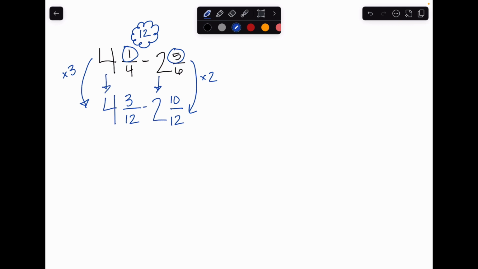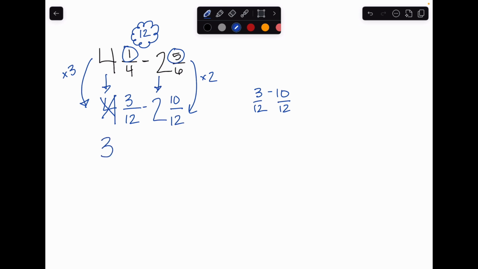I've got 4 and 3/12 minus 2 and 10/12. I can see that I can't do 3 minus 10. If I only have 3/12, I can't take away 10/12. So I'm going to take away one of my wholes. That leaves me with 3.